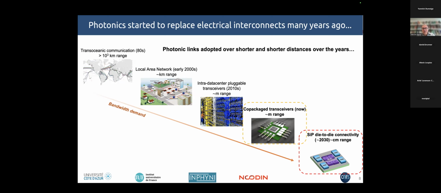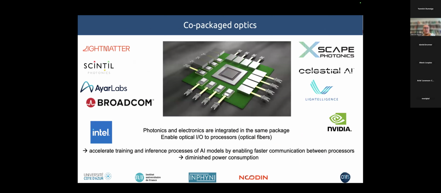Let me now show you a little bit of what's going on for first co-packaged optic transceivers. This is what it looks like. As I told you, there's a chip system in package where the chip is made. And on the border of this processor, you will have some inputs and outputs that will be optically connected directly with optical fibers. So it means that photonics and electronics are integrated together in the same package. This is addressed by very large startup companies, and we can also cite Scintil Photonics in France.